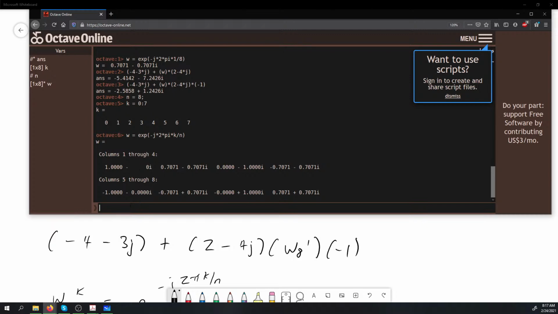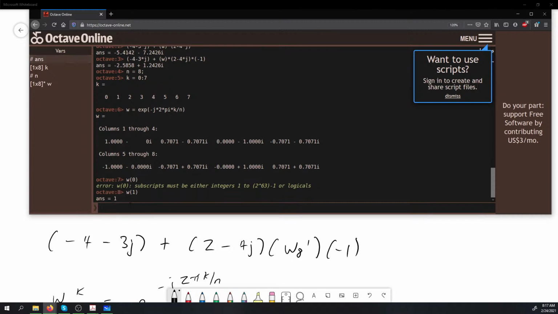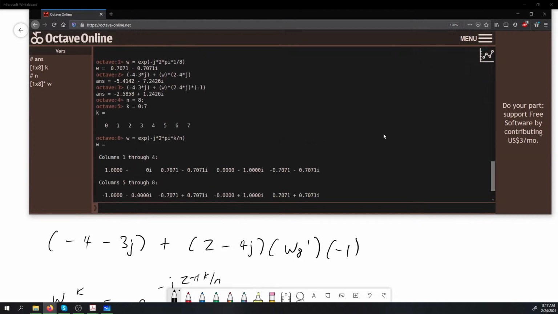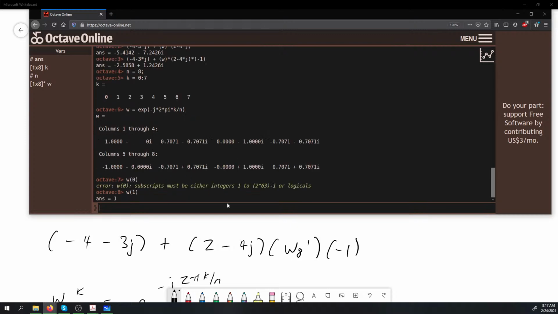And remember, in MATLAB and Octave, the indexes for any vector or any matrix do not start at 0, they start at 1. So if we put W of 0 here, it's going to complain that it doesn't know what that subscript is. So you'll have W of 1 here being W8 of 0, and so forth. This is if you want to calculate all the twiddle factors in one go. If you don't want to, you can just do the process from before, where we calculate each twiddle factor in turn, which we did here. But it depends on your style and how you want to go about doing the calculations.